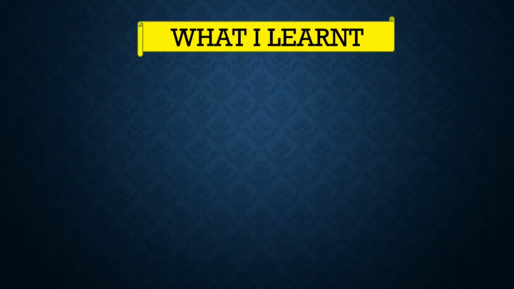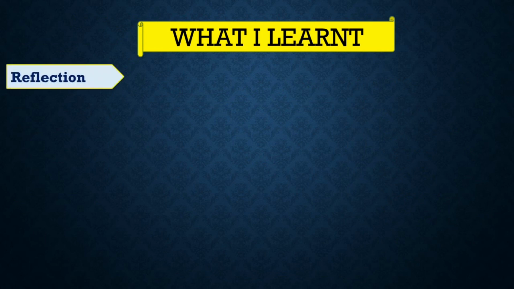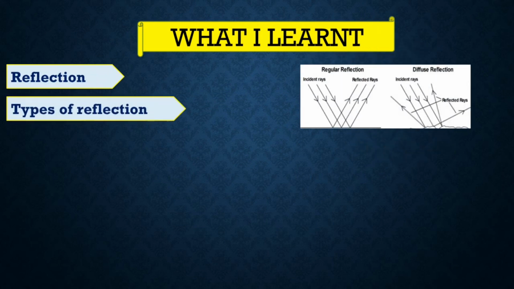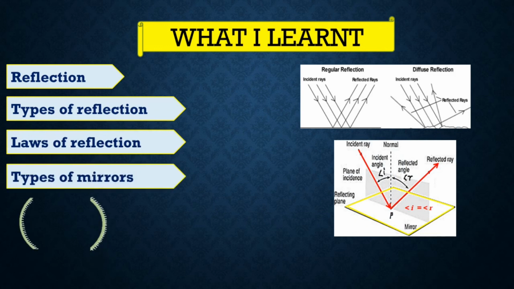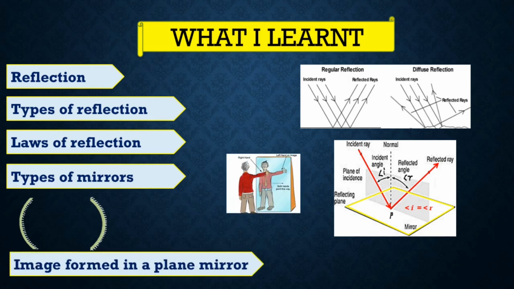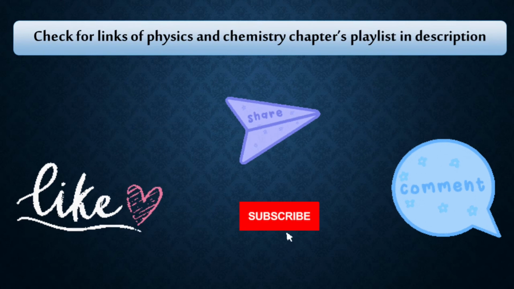Let's recall the points that we learnt in this video. We understood the phenomenon of reflection and learnt the types of reflection. We understood that there are two types of reflection and reflection can take place from any surface. We also studied the two laws of reflection and the types of mirrors. Later, we discussed the characteristics of image formed by a plane mirror. I hope that you have understood all these points that we have discussed in this video.